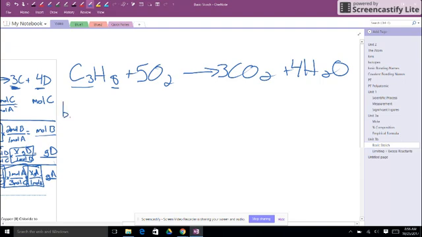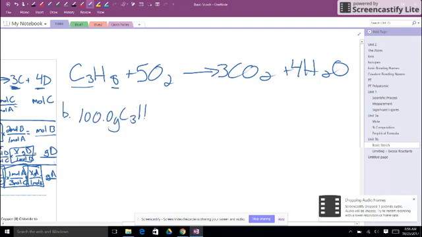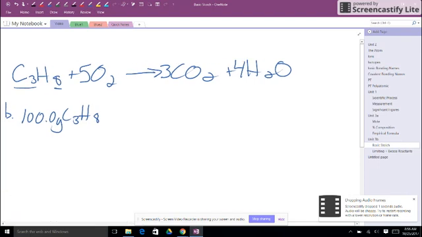Now for part B, it said if we have 100 grams of propane, how many grams of oxygen would also react? So this is a grams to grams problem. This means it's going to be 3 steps. So we're going to start with the molar mass of the known. So 1 mole of C3H8 is 44.11 grams.